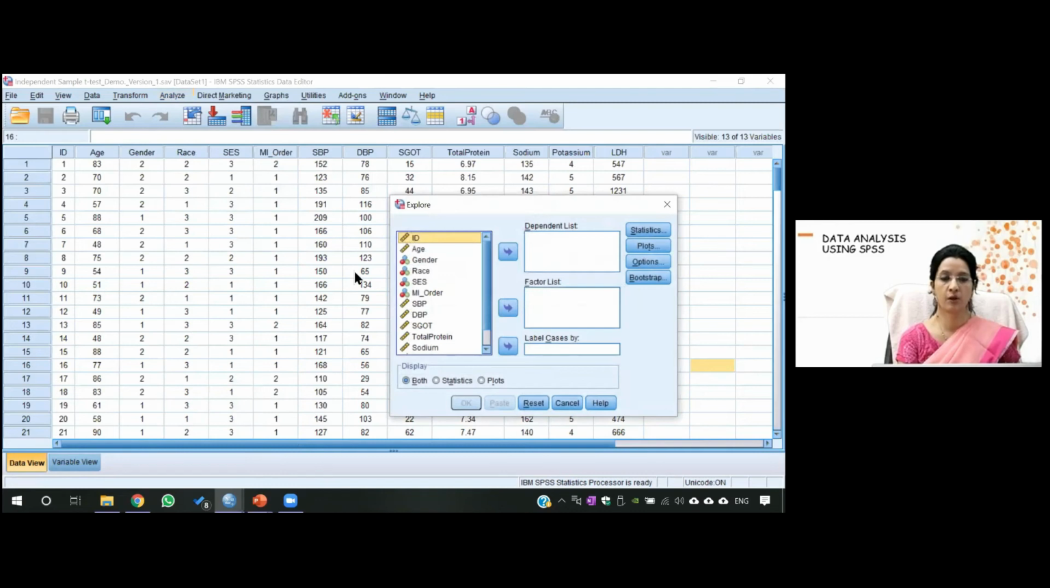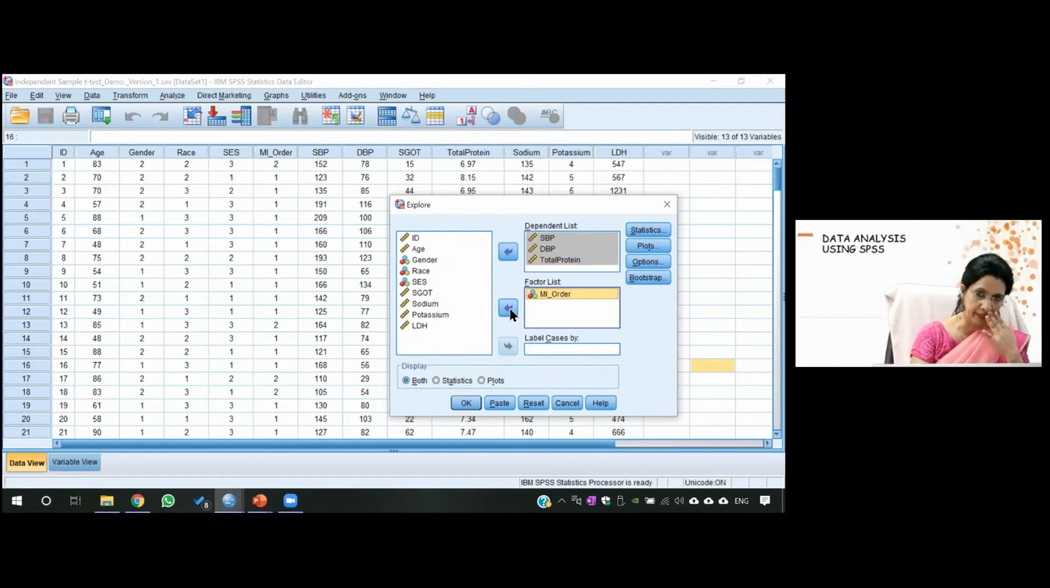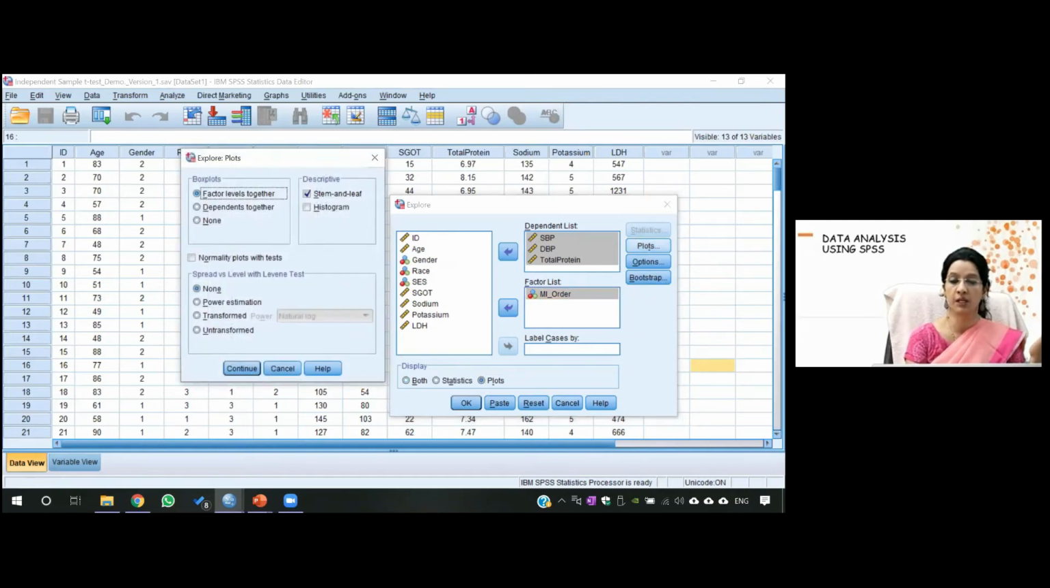So yes, I have clicked on explore. Now, what is the independent variable here and what is the dependent variable? I have to test the values of SBP, DBP, and total protein. So they will go in the dependent list, because they are dependent variables. And the MI status is the independent one. Now I have to test it with a plot. I don't want statistics. So from this option, I will check this plots, because in the plots option, you get the normality. You click on this plots.